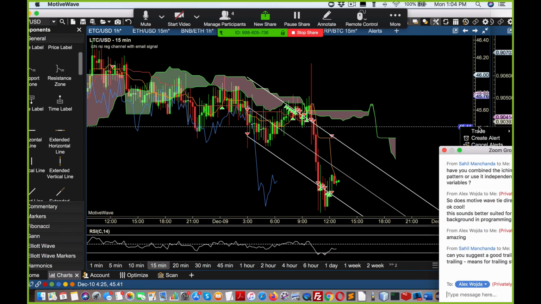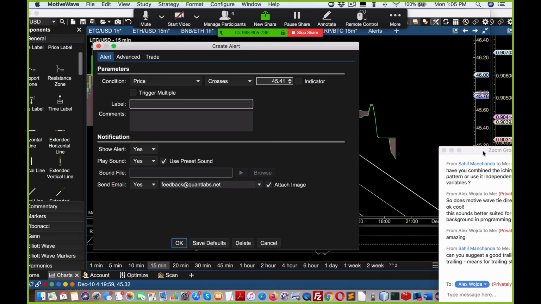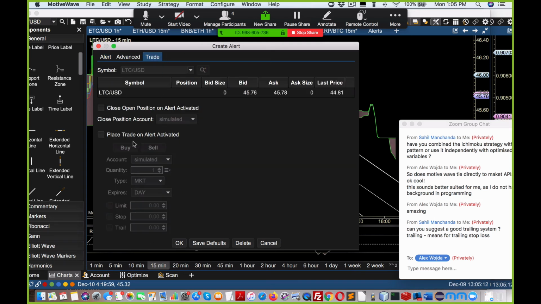Just give me a second here. So I'm going to create an alert. If you're wanting trailing stops and all that, you create your alert under trade. When you hit that alert, you can set your trailing stop right here. So again, you can do that from an alert point of view and apply trailing stops if you want. And you can also apply stops as well.